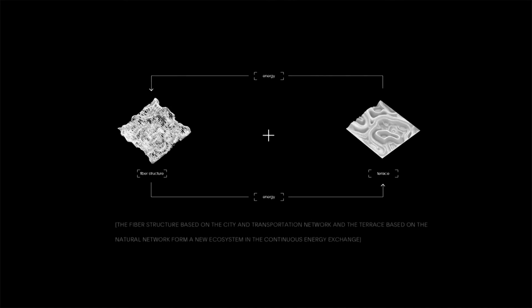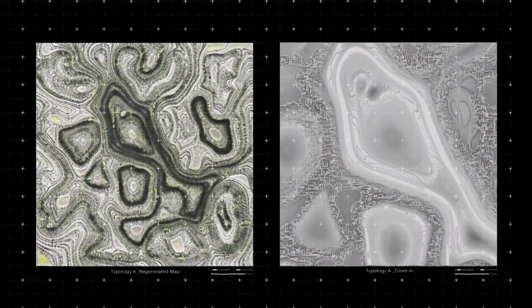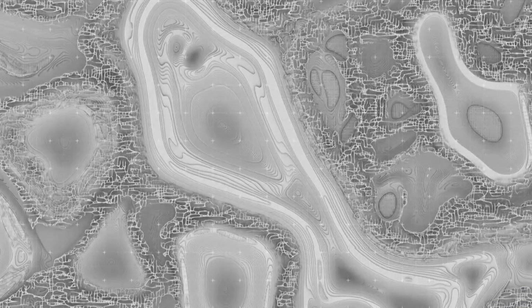The urban fibers structure and terrace transportation network form a new ecosystem in which there is a continuous energy exchange. Using the results from the previous machine learning process and the existing network system, a second generative adversarial network produces a landscape visualization, and the proposal is materialized.